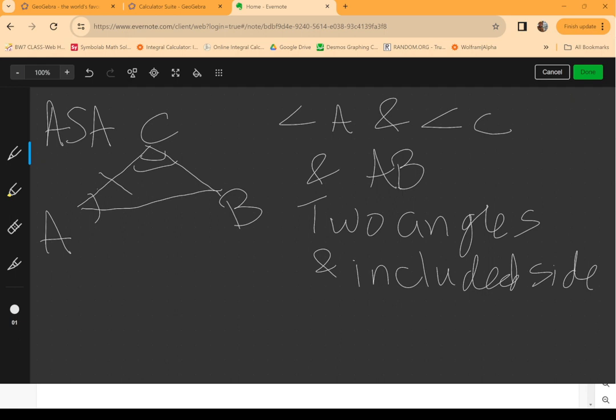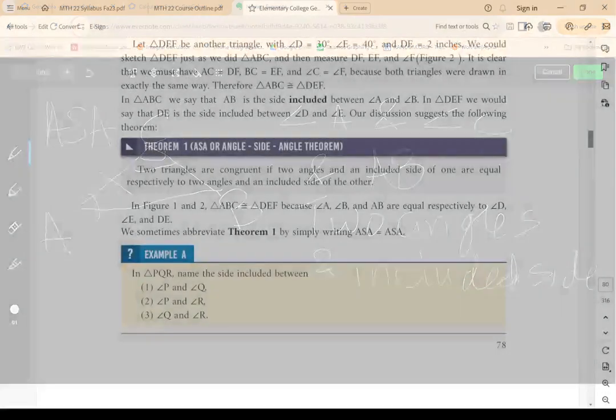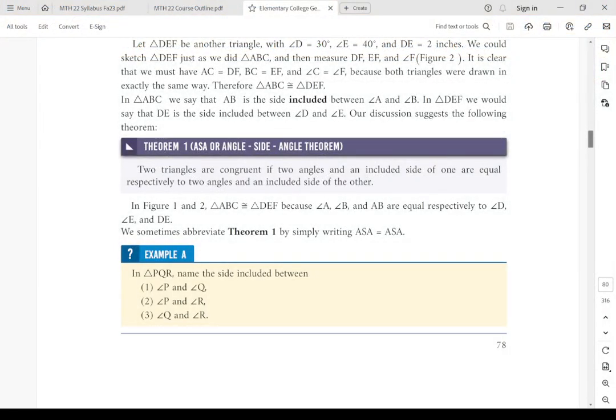Okay, so now let's take a look at our theorem. The angle side angle theorem states that two triangles are congruent if two angles and an included side of one are equal respectively to two angles and an included side of the other. That is enough to establish triangle congruency, and from there we can establish that the other corresponding parts will be congruent as well. But to start off, I don't need to know all that information. This is how the theorem works.